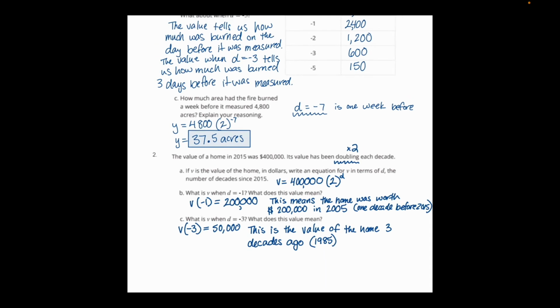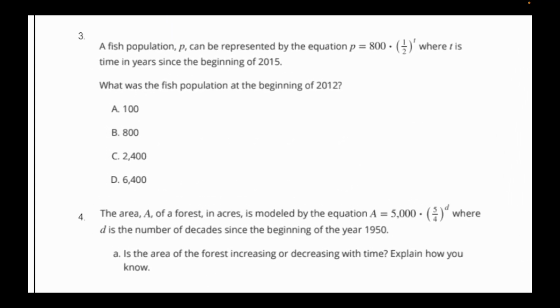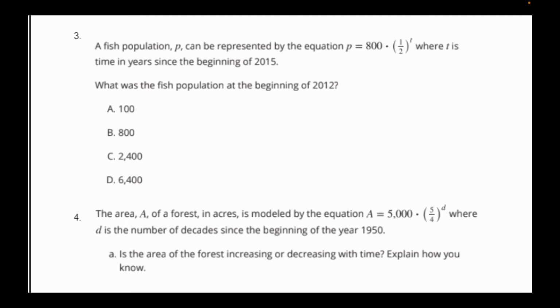Okay, so let's go to the next page, because that's all we have for question 2. So question 3, I'll zoom in here. We have a fish population, and they're going to reference that as the letter P. It can be represented by the equation P equals 800 times 1/2 to the power of T, where T is time in years since the beginning of 2015. So same year as the house, that's what we're working with.